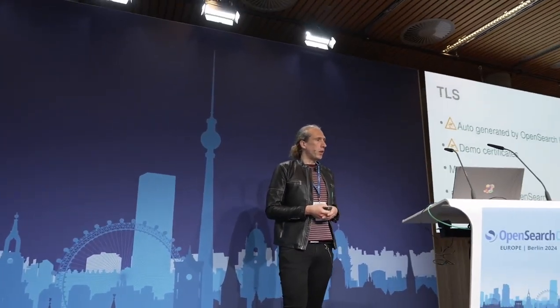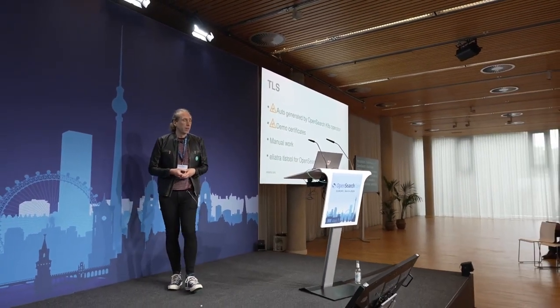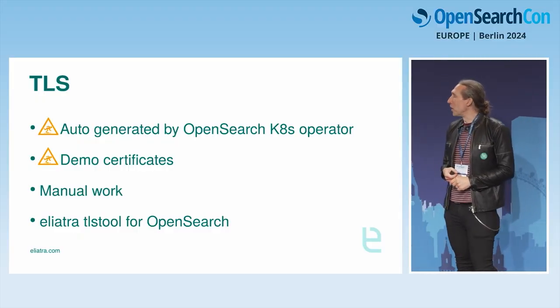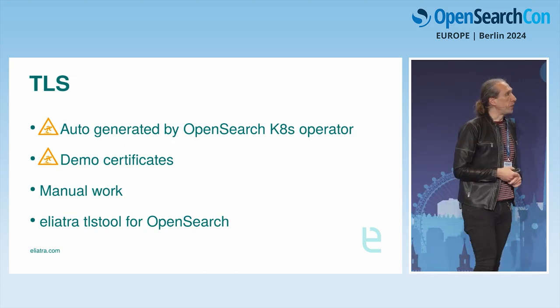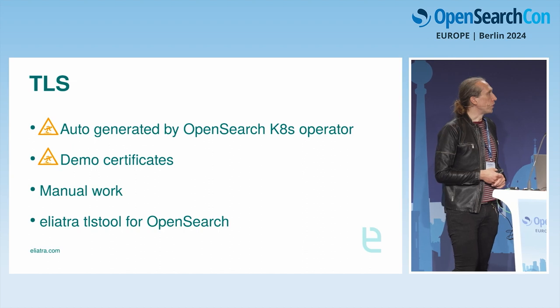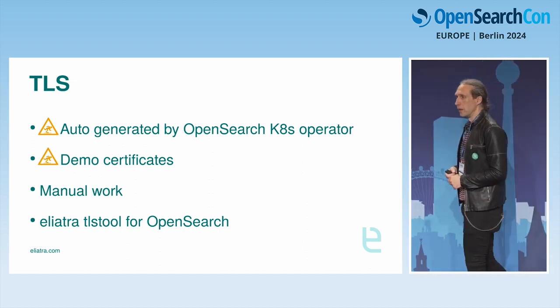And it also has the option of auto-generating TLS certificates, which is cool. However, there's also a trap. By the way, if you see this little warning sign over there, this is the symbol for things to look out for. In the case of the Kubernetes operator, these automatically generated certificates expire after 1 year.